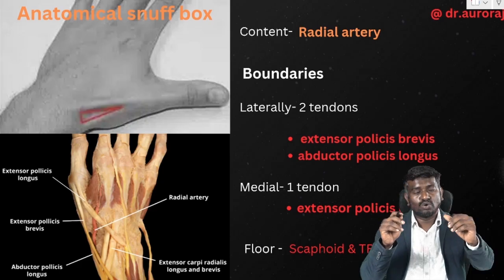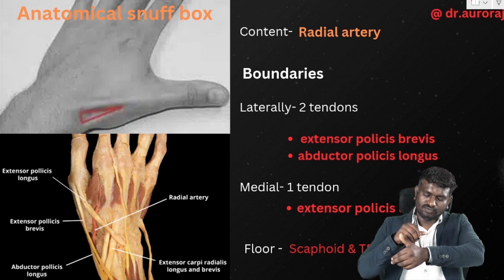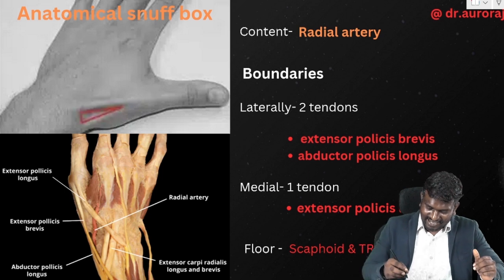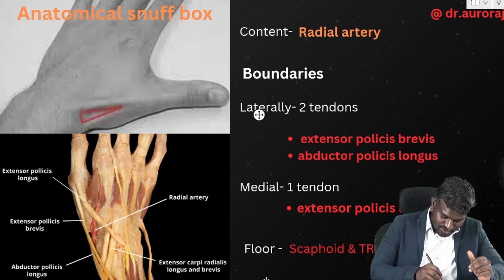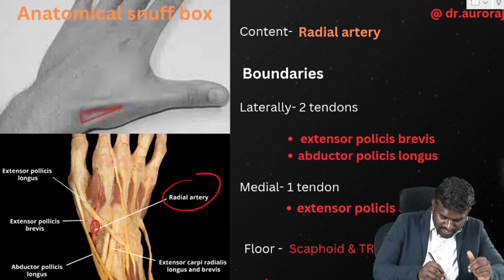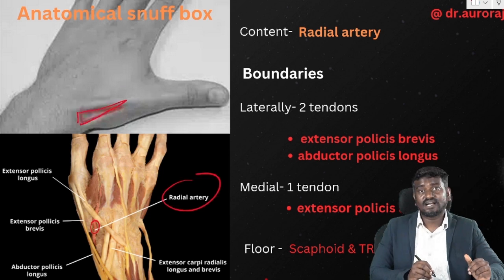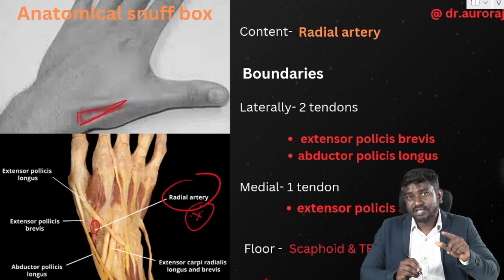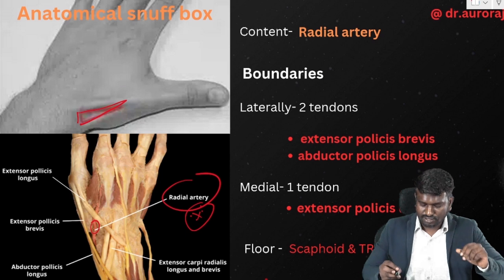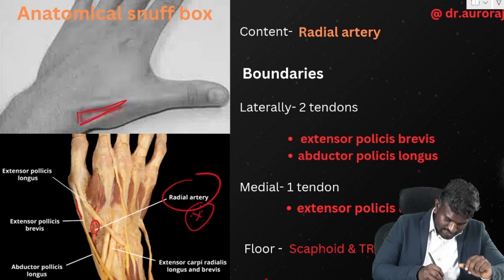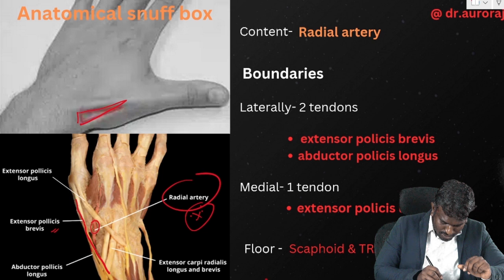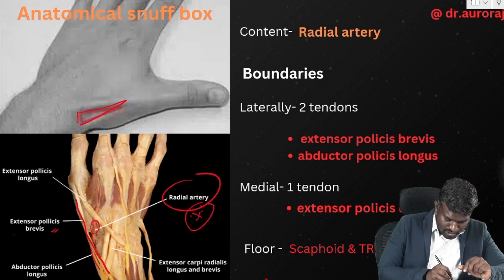Anatomical snuff box. I hope you can see your own anatomical snuff box. What is the content passing through it? It is called the radial artery. Very good. This is called the anatomical snuff box, and what is the content? Radial artery. Boundaries are commonly asked. Laterally there are 2 tendons: extensor pollicis brevis and abductor pollicis longus. So please remember these 2.